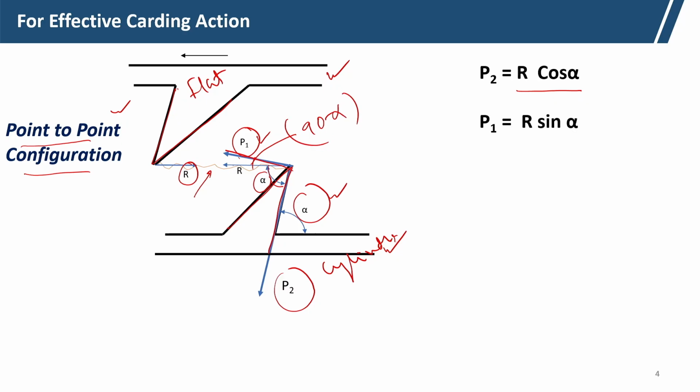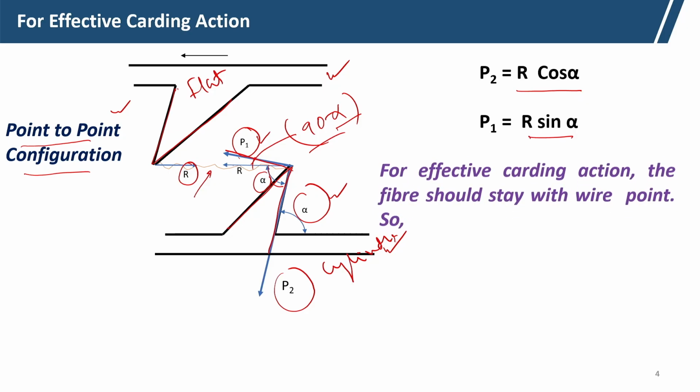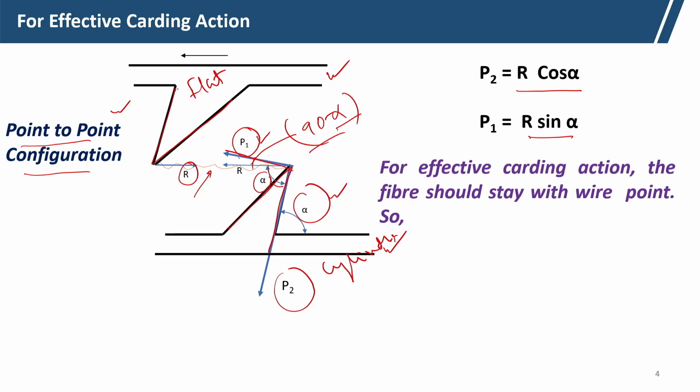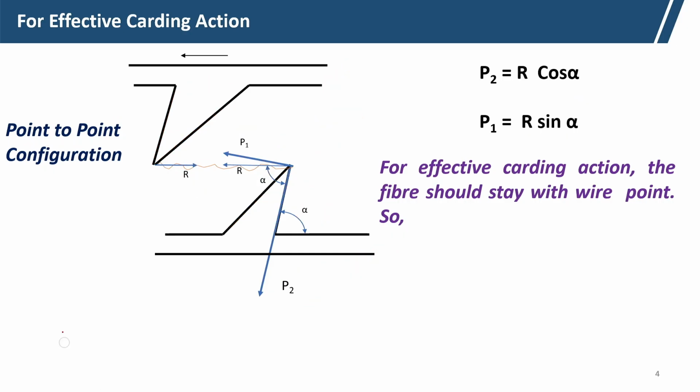So, P1 will be R sin alpha. For effective carding action, the fiber should stay with the wear point. It should not move out of the wear point, because if it slips out of the wear point easily, then the carding action will not be there.